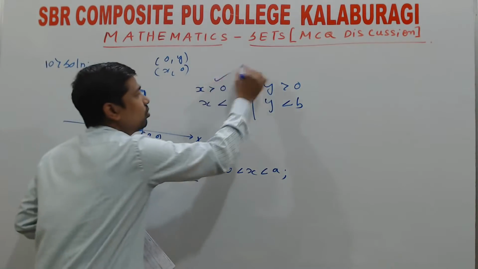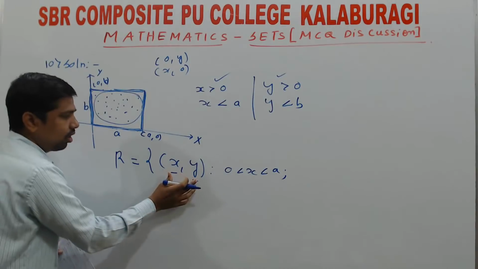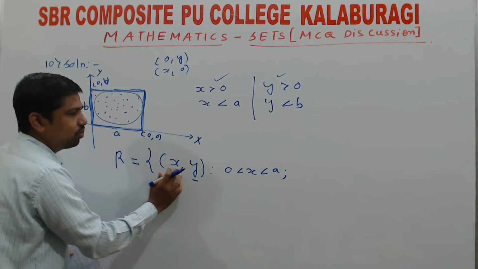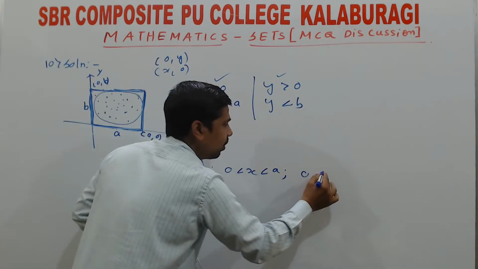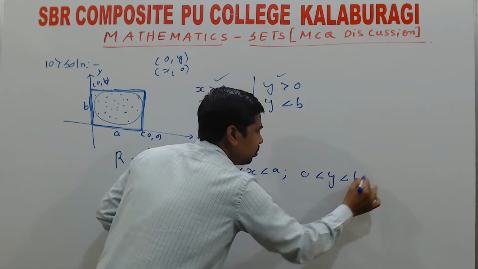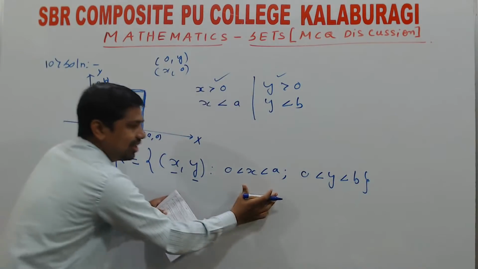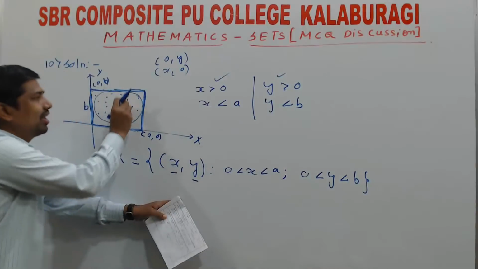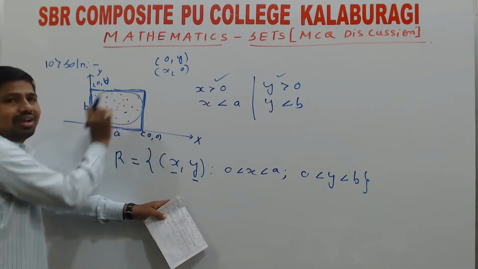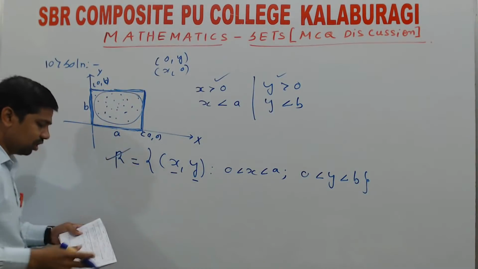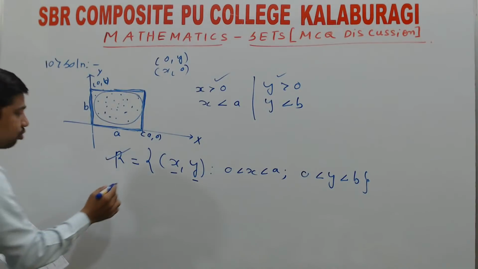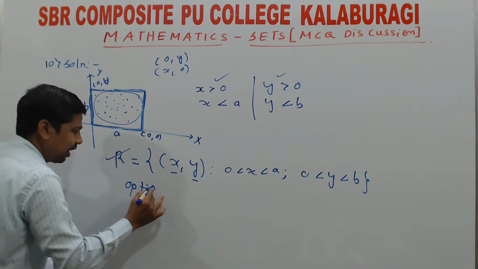So these two conditions should hold. What are the conditions on x and y? X should lie between 0 and a, and y should lie between 0 and b. So this set represents the set of points inside the rectangle, not on the rectangle, right? So this was about the 10th question. That is your fourth option. I can tell the fourth option is correct.